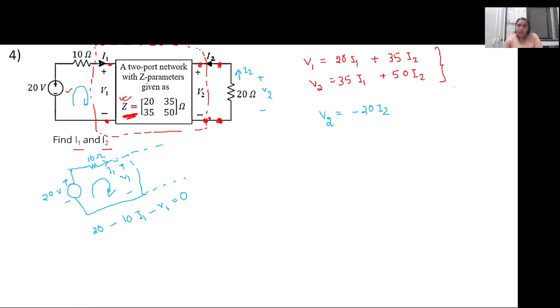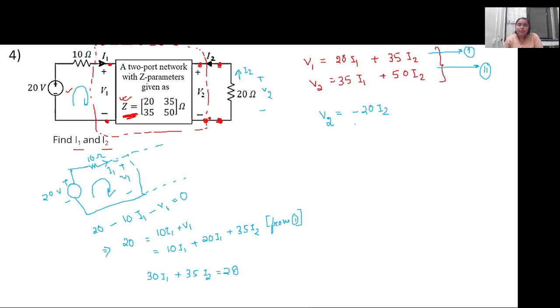So the values of V1 and V2 from these two equations we can substitute in this particular equation. Let's substitute V1. So it will be 20 equal to 10 I1 plus V1, and V1 from equation number 1 is equal to 20 I1 plus 35 I2. If we simplify this, it is 30 I1 plus 35 I2 will be equal to 20. This is one of the equations.